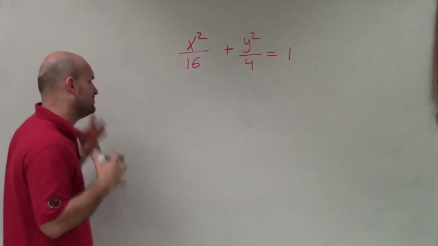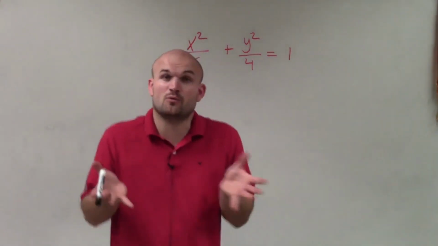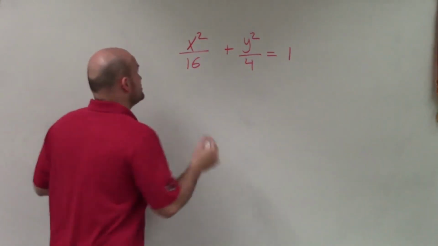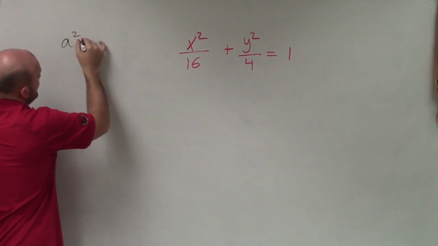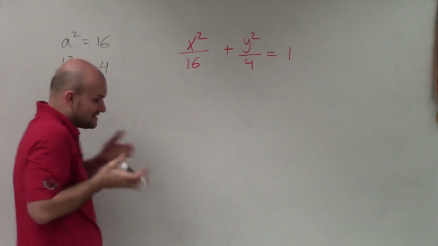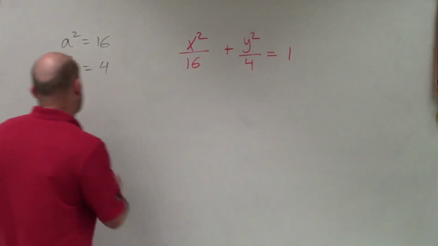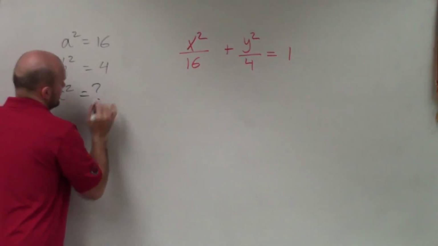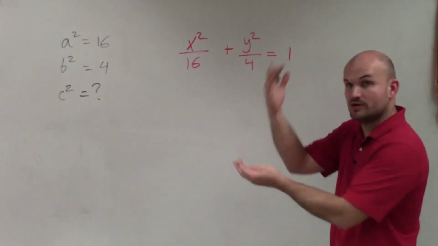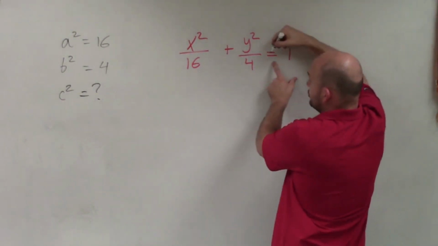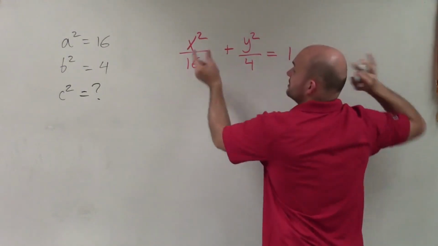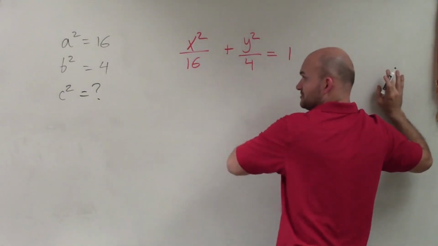And what I notice when we're dealing with ellipses, the best thing I always like to look at is what is the largest denominator that I have. That is always going to be my a. So you can say that a squared is equal to 16 and b squared is equal to 4. Now that's going to be very, very important. The last thing we need to figure out is what is c squared. So first thing I want to do is identify what is my a squared and what is my b squared. And you have to make sure that your equation is equal to 1, which in this case it is. Then a squared for ellipses is always going to be the larger denominator, which in this case was 16.